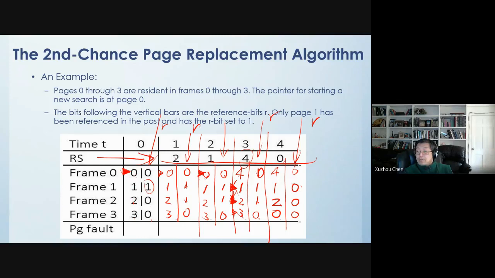Any questions with this? So that's the second chance page replacement algorithm. We're still going to use the queue, but we have an additional reference bit. If the page is at the head of the queue, based on FIFO, it will be replaced. But we check the reference bit. If the reference bit is 1, that page will get another chance. So you put the page at the back of the queue and reset the reference bit to 0. That's the second chance page replacement.